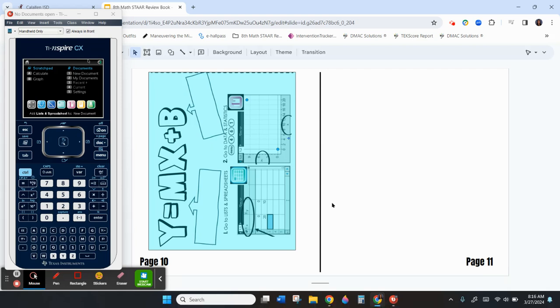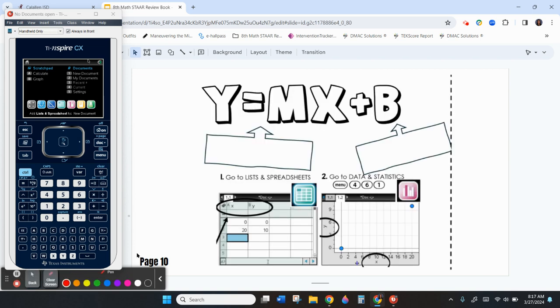All right, today we're going to be going over y equals mx plus b. You're going to take the blue paper that you grabbed from the front of the room and go ahead and cut along the dash line and glue it on page 10. We're going to go ahead and start with y equals mx plus b.